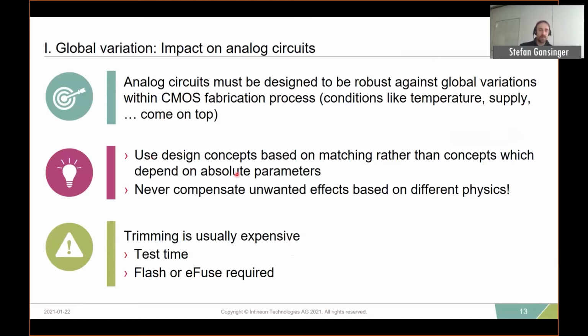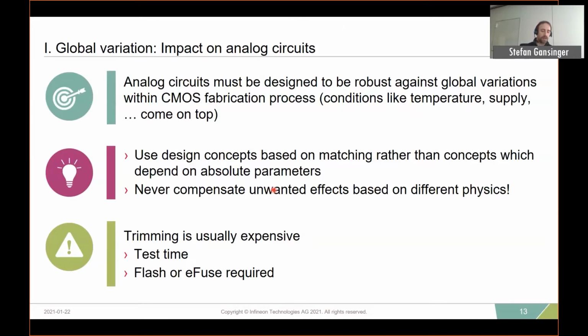For illustration, I have an example what I mean with this. And what we should never do is we should never compensate unwanted effects by other effects which are based on different physics. So for instance, we have different types of resistors. So for instance, we have a polyresistor and we have a diffusion resistor. And let's say the polyresistor has a positive temperature coefficient and the diffusion resistor has a negative temperature coefficient.